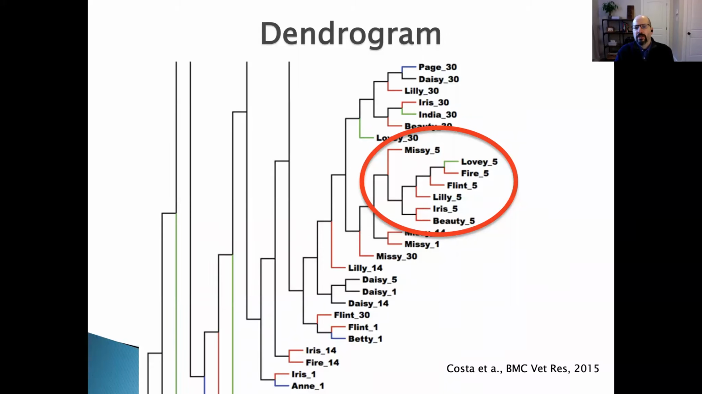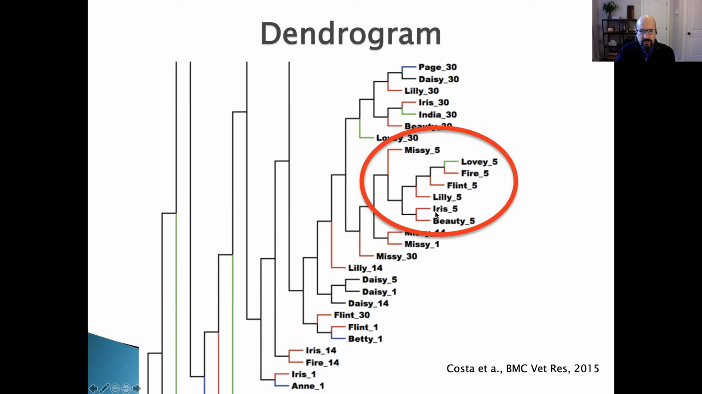Yes, that's perfect. And you can also say that all of those 6 horses have more similar bacteria when you compare them to Missy. And you can say that those 7 here have more similar bacteria when you compare them to Missy at day 1 and Missy at day 14. That's clustering here, and Missy at day 30, because they are within a branch here that shows more similarity.